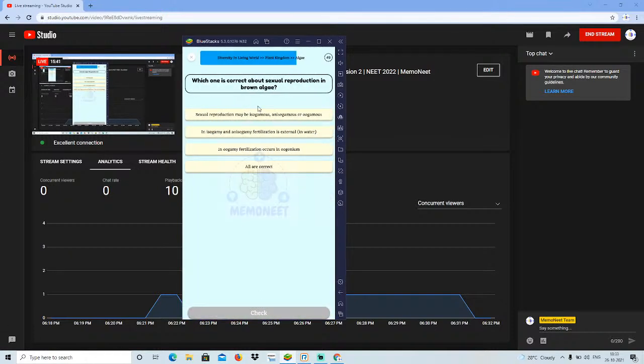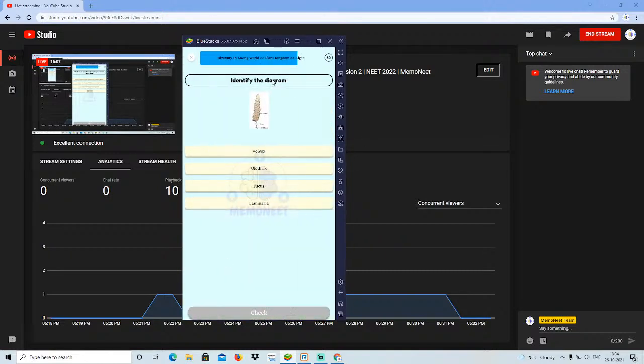Which one is correct about sexual reproduction in brown algae? Isogamous, anisogamous, oogamous? Yes, all three are true. Fertilization is external in water, and in oogamy fertilization occurs in the oogonium. This is true, and fertilization is external in water. This is also true. I think all these lines we have read.